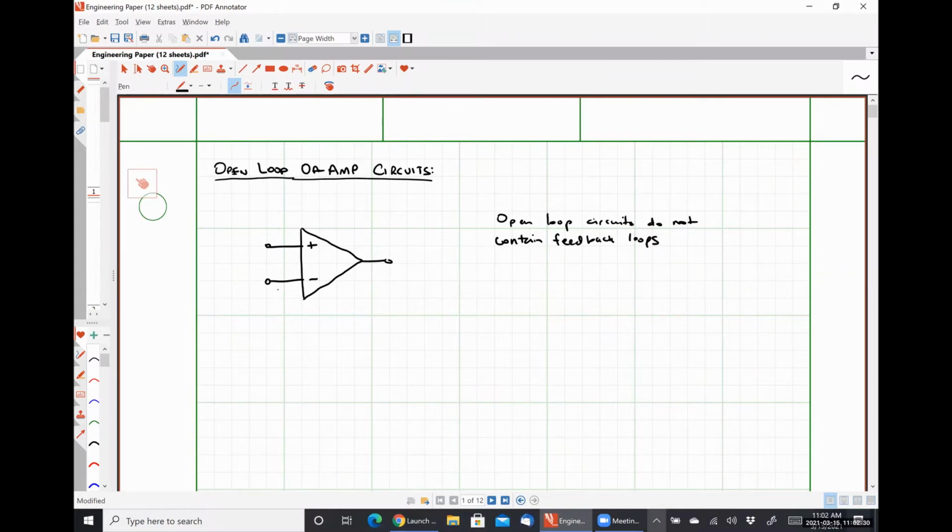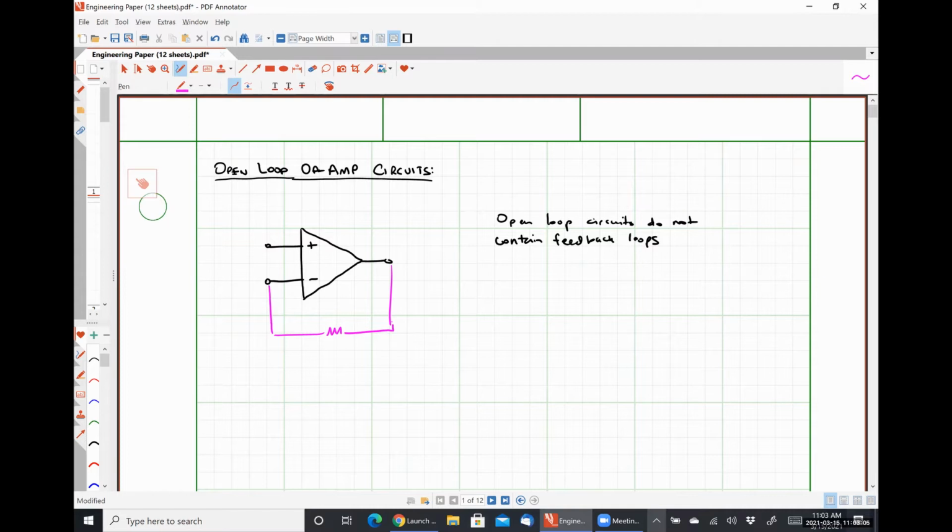So a feedback loop would be something like you guys saw in circuits 1, wherein there was a wire or a resistor or something like that placed between the output terminal of the op-amp and the input terminal of the op-amp. This would be an example, as I have drawn it, of negative feedback, because the feedback loop is connected to the negative or inverting pin.